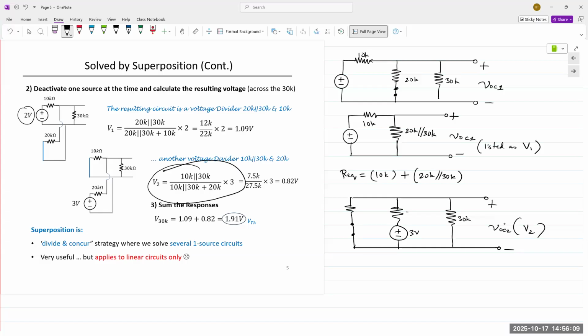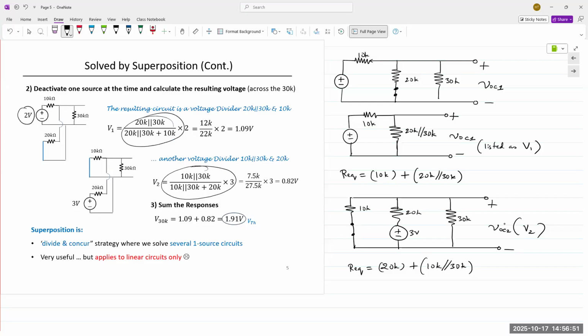This is 20K, this is 10K. So now our REQ is going to be 20K in series with a 10K in parallel with 30K. Now the REQ is different. This is the REQ from the perspective of the 3-volt source. So the terminals of measurement, the terminals of analysis, are different, and hence V2 has a different REQ compared to V1.